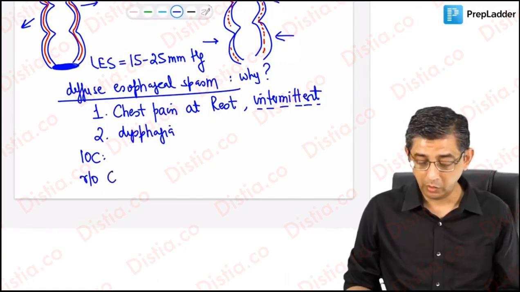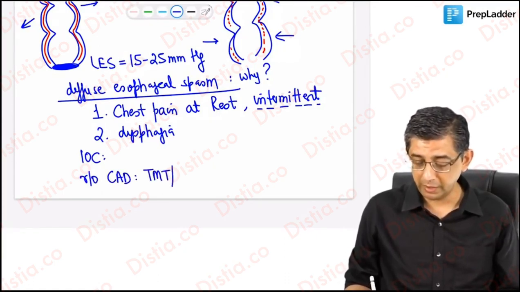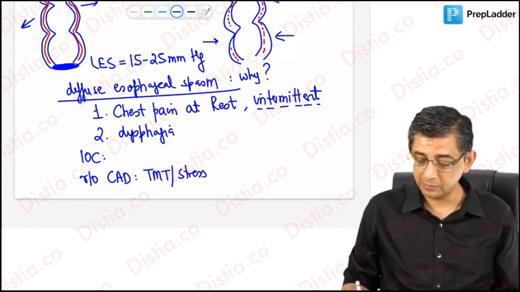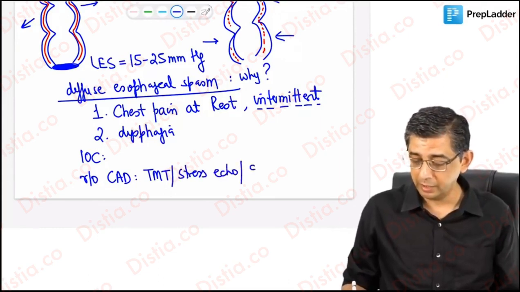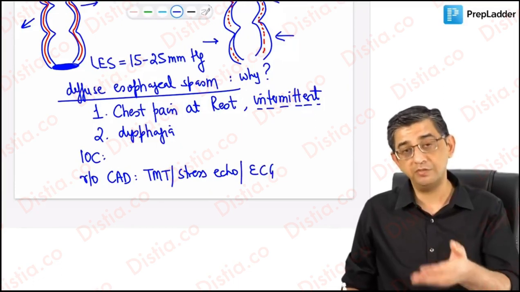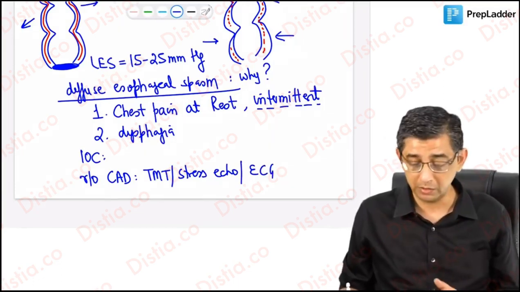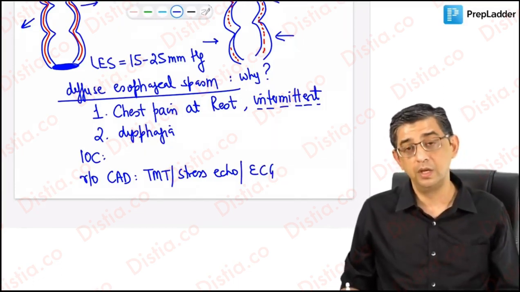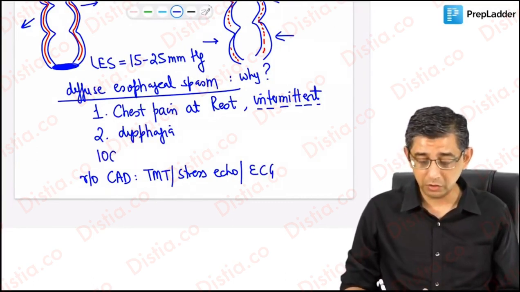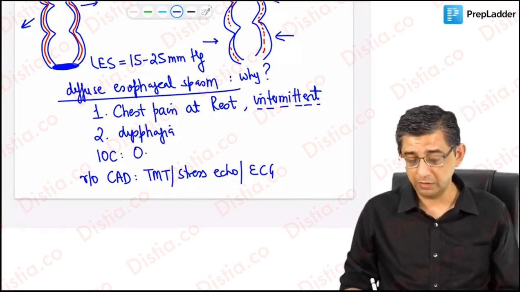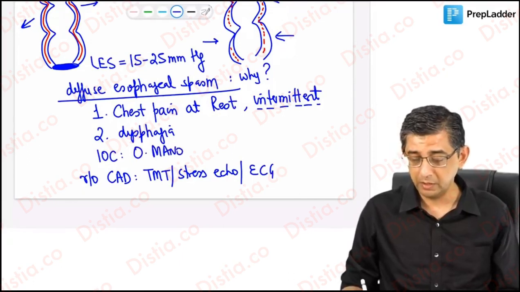Always rule out coronary artery disease by doing, if possible, a treadmill test. If he can't walk, like an obese person, you can do a stress echo, and a baseline ECG will obviously be done on the first presentation, with maybe cardiac biomarkers to rule out the coronary etiology. If he asks what is the investigation of choice for this condition, your answer will be esophageal manometry.